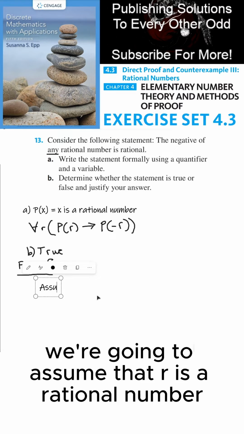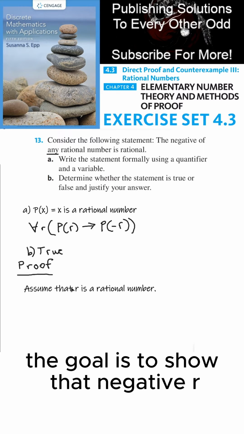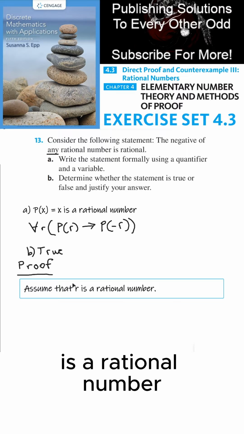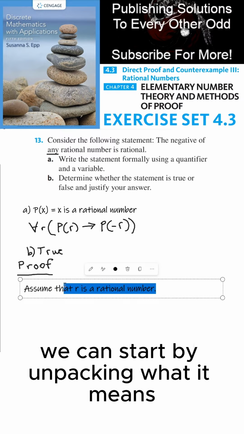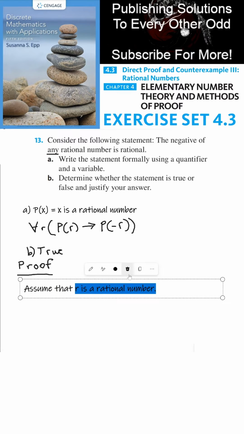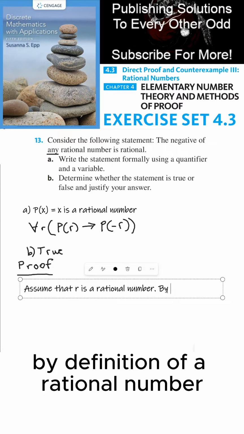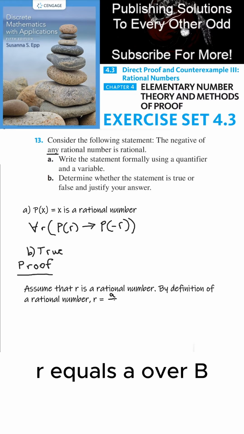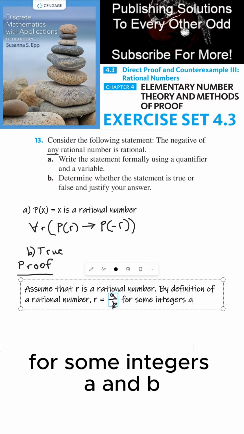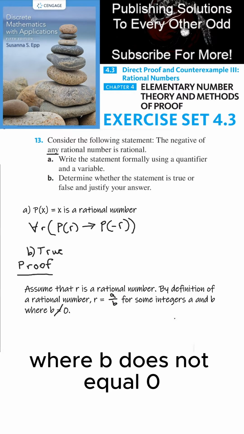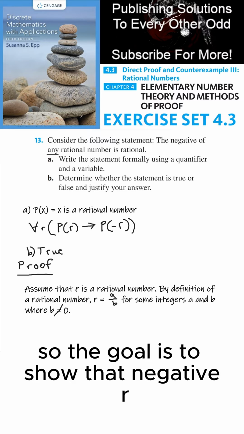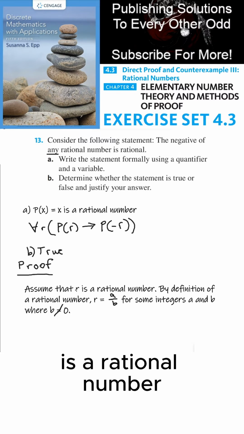We're going to assume that r is a rational number. The goal is to show that negative r is a rational number. To get there, we can start by unpacking what it means for r to be a rational number. By definition of a rational number, r equals a over b for some integers a and b, where b does not equal 0. So the goal is to show that negative r is a rational number.